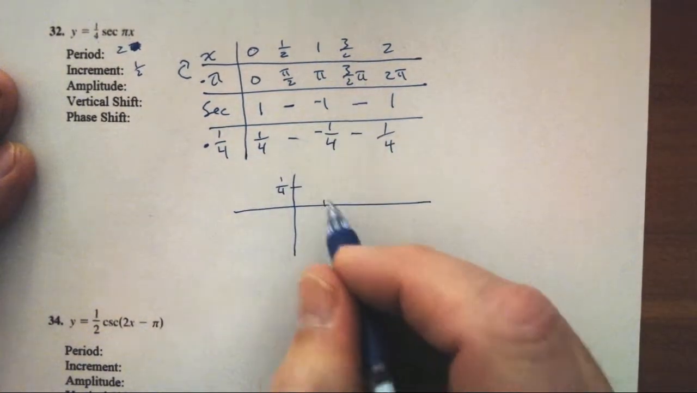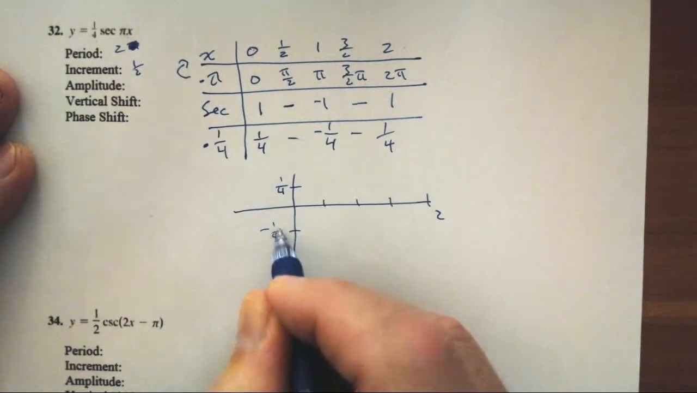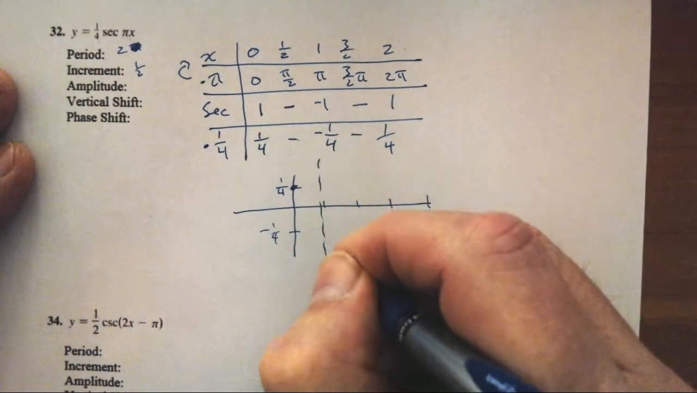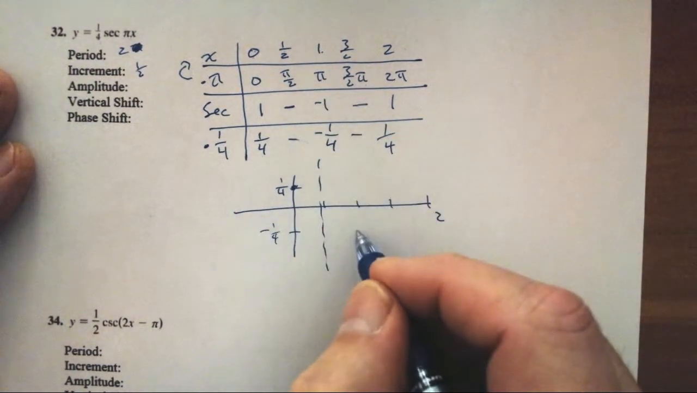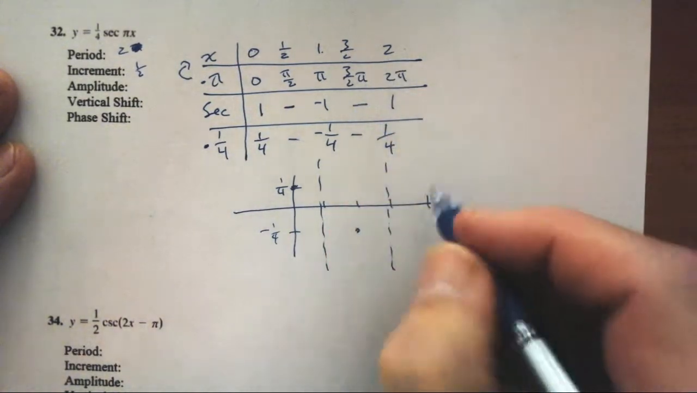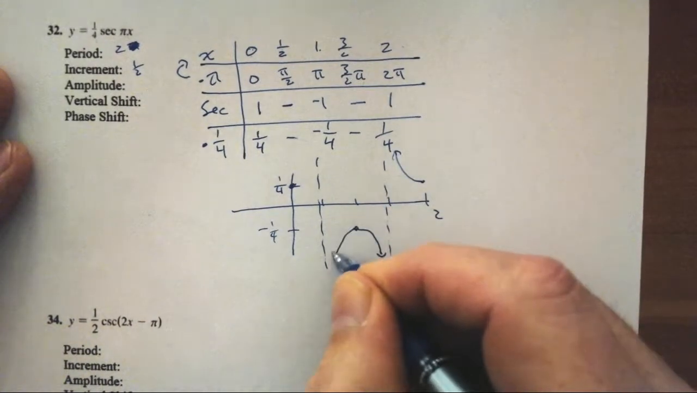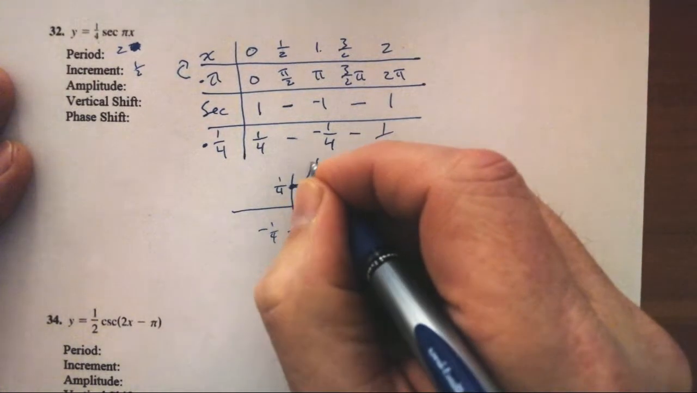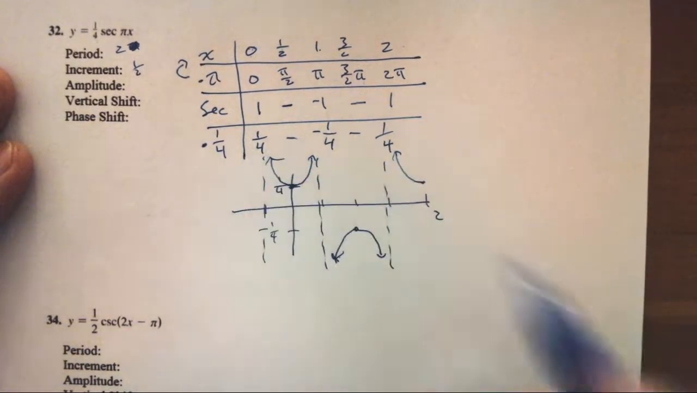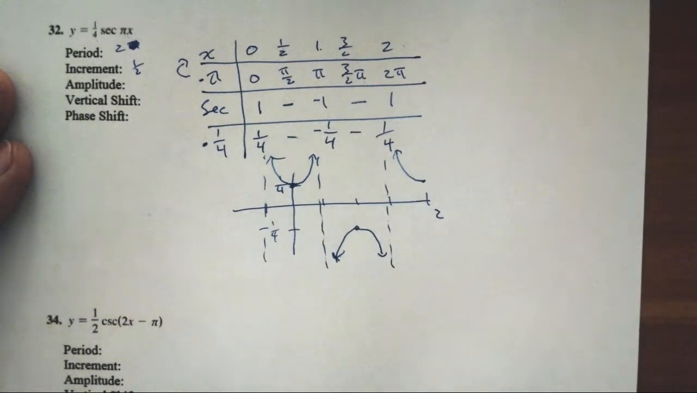I'm going to count just 1/2, 1, 1 1/2, 2, plain old 2. 0 is 1/4. 1/2 is undefined. 1 is negative 1/4. 3/2 is undefined. And 2 is 1/4. It's not correct to call these parabolas. They're not parabolas, but they have an appearance like a parabola for a little bit. So that's more than a period, and we got the y-axis.